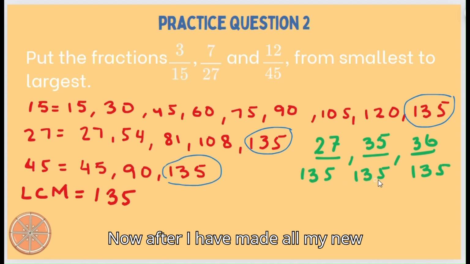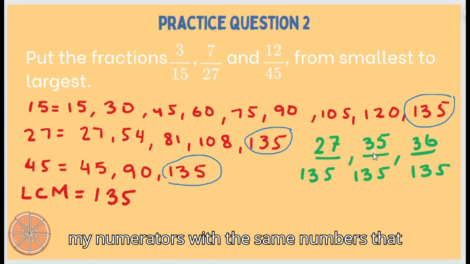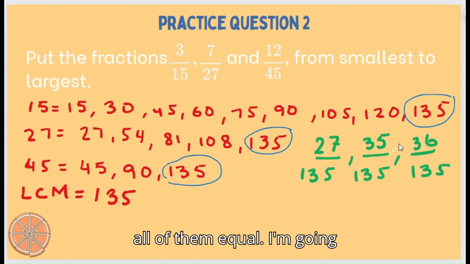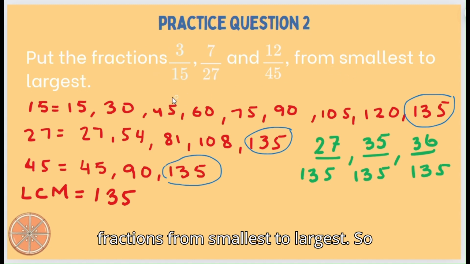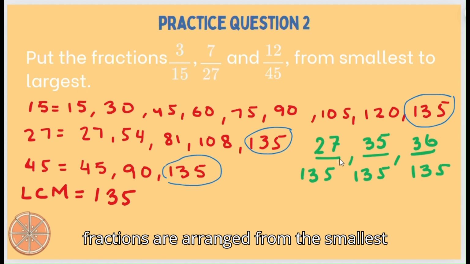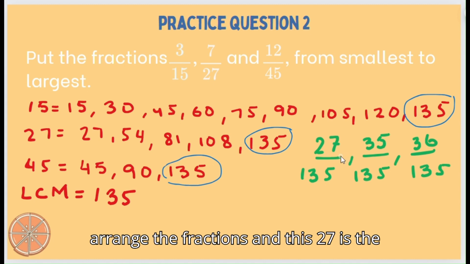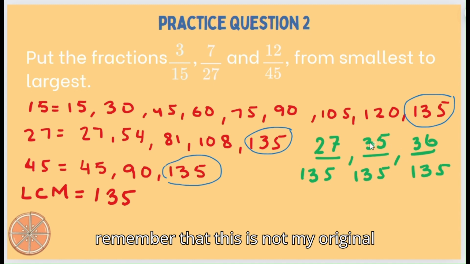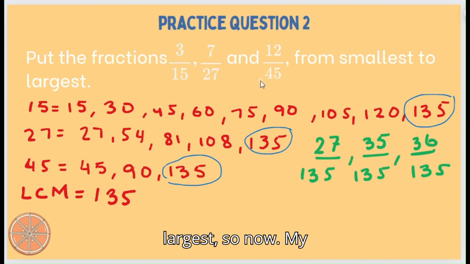Now after I have made all my denominators the same, and I've multiplied my numerators with the same numbers that I multiplied my denominators with, I'm going to look at the question again. It says, put these 3 fractions from smallest to largest. So right now you can see that all of these fractions are arranged from the smallest fraction to the largest fraction, because we look at the numerators to arrange the fractions, and this 27 is the smallest, then 35, and then 36. But remember that this is not my original fraction. I have to arrange my original fractions from the smallest to the largest.